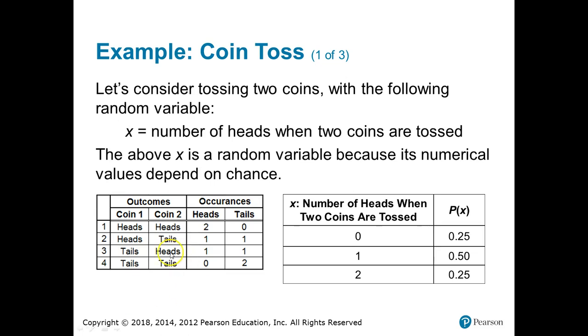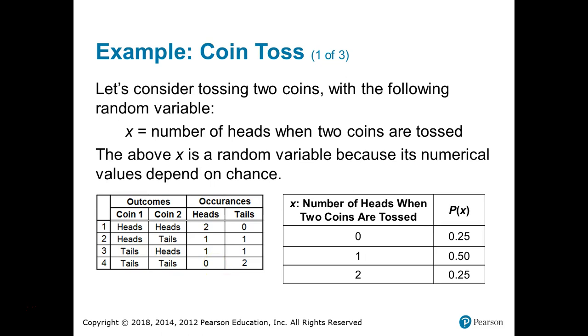Well, coin 1 could be heads or tails, and then coin 2 could be heads or tails. So the possible outcomes are as follows: heads, heads; heads, tails; tails, heads; and tails, tails. There are 4 possible outcomes. So now we're interested in the number of heads that occur when 2 coins are tossed. Well, we can have either 2 heads, 1 head, 1 head, or 0 heads.